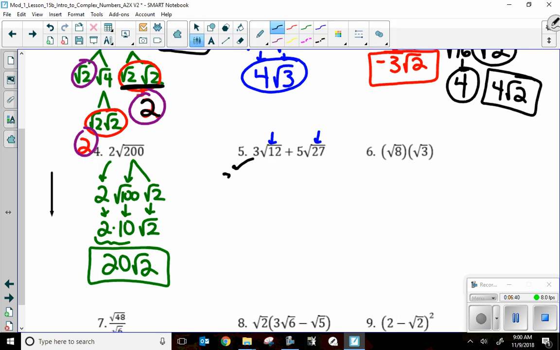I have 3. This is the square root of 4 times the square root of 3. Okay? So I have 3. The square root of 4 is 2. Radical 3. I end up with 6 radical 3.